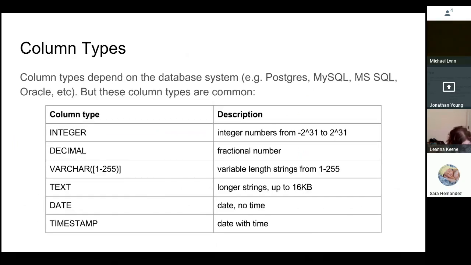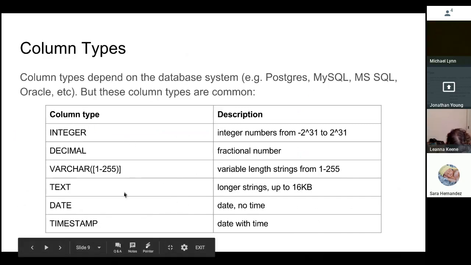Now, these are other different types of column types, and it really depends on the database system, the flavor of SQL. Remember I said earlier we have Postgres, MySQL, MS SQL, Oracle, Teradata is another one. Those are all different flavors of SQL databases. There are small differences between each one, but most of the time you can rely on these particular ones.